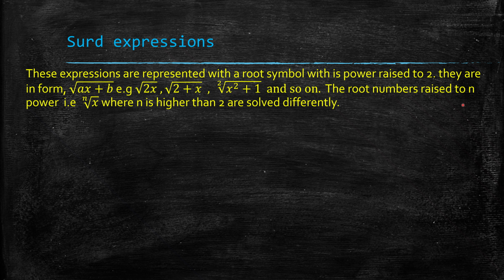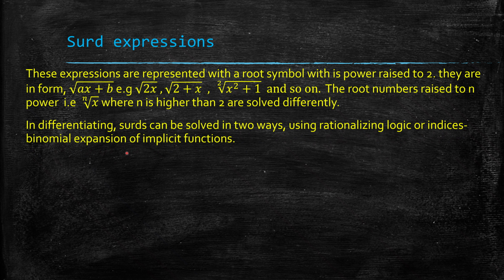The roots that are raised to power n, whereby n is higher than 2, are solved differently. So I want you to note that when we are solving them, we shall solve them differently, and that means we are going to use what we call Taylor's expansion first, and then eliminate some of those small terms, which requires you to apply knowledge of numerical methods. But remember, for us, we are sticking to our 4-step rule. So when we are differentiating, surds can be handled in 2 ways.